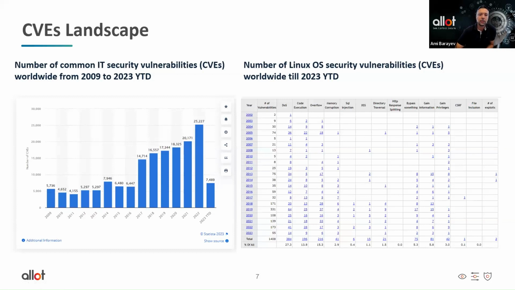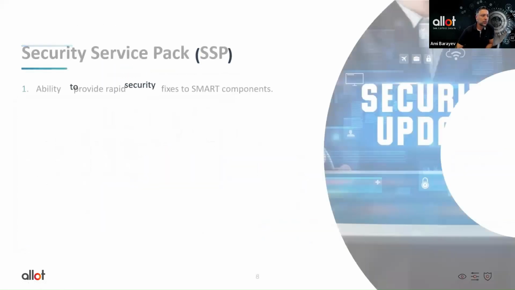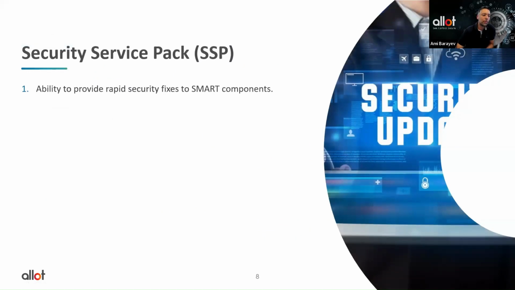So what is basically the security service pack? The security service pack is our ability to provide rapid security fixes to all the smart components. I mentioned it before. We have the bare metal with all the different platforms that we have, and we have the virtualized edition. All of them are based on the ACP, and we want to provide rapid fixes for such vulnerabilities that are being discovered. We are doing it on a monthly basis. Okay, so the SSP initiative started in January of this year, and from January each month we release a new security service pack, and I will share with you some more information about it in a minute.